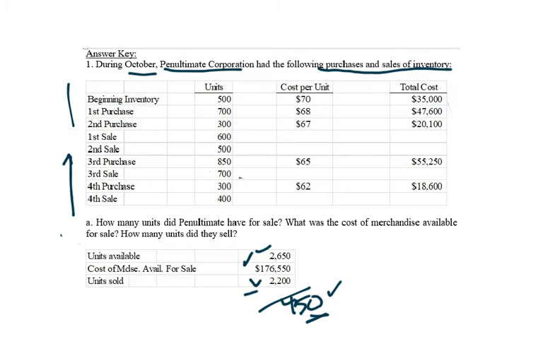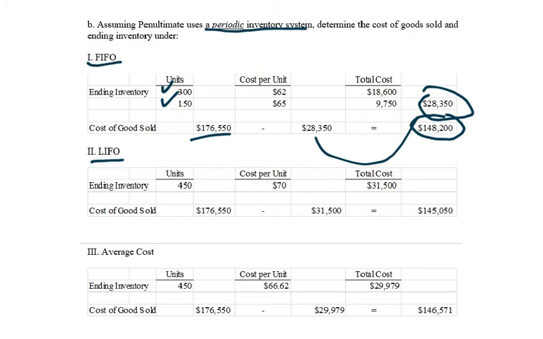Newest to oldest inventory from this direction, oldest to newest. Now notice, we only need 450 units, and our beginning inventory consists of 500 units at $70, so all 450 units are going to be at $70. So that's what you'll observe here. So 450 at 70. So our ending inventory is going to be costed at $31,500. We'll subtract that from the cost of what's available for sale to get our cost of goods sold at $145,50.